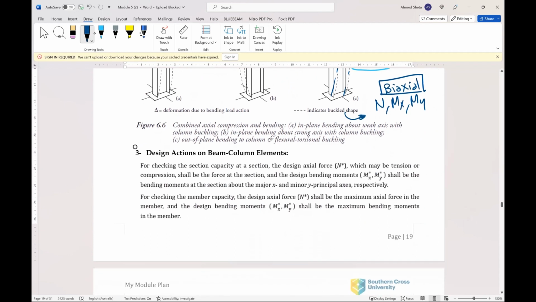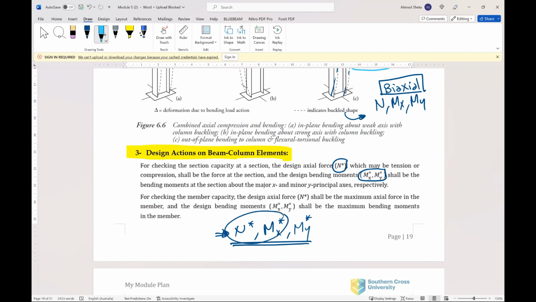Okay, so here we have to design or get the design action of beam columns. As you can see, you can have normal force N star, and you can have Mx and My. So in some cases you have the three. This is the generic case if you have all the possible actions. Sometimes you can have N and Mx only, or N and My only.